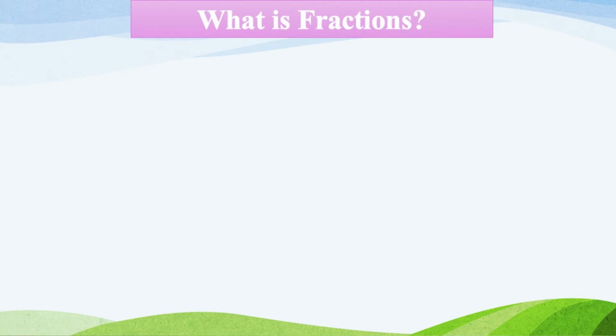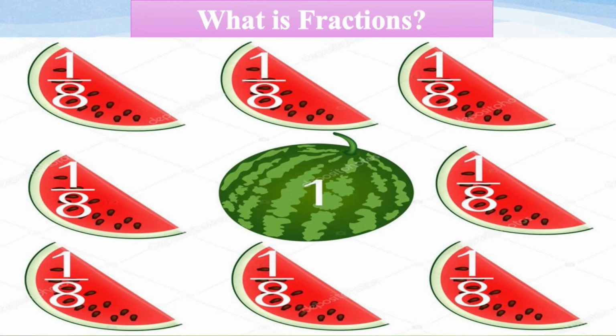What is a fraction? Look at the picture. Here is given one watermelon. Everyone likes it. Fraction means part of a whole. Here one watermelon is divided into 8 equal parts. So what is the fraction format? 1 is the numerator. Here it is divided into 8 equal parts. That is, 8 is the denominator. The fraction format is 1 by 8.